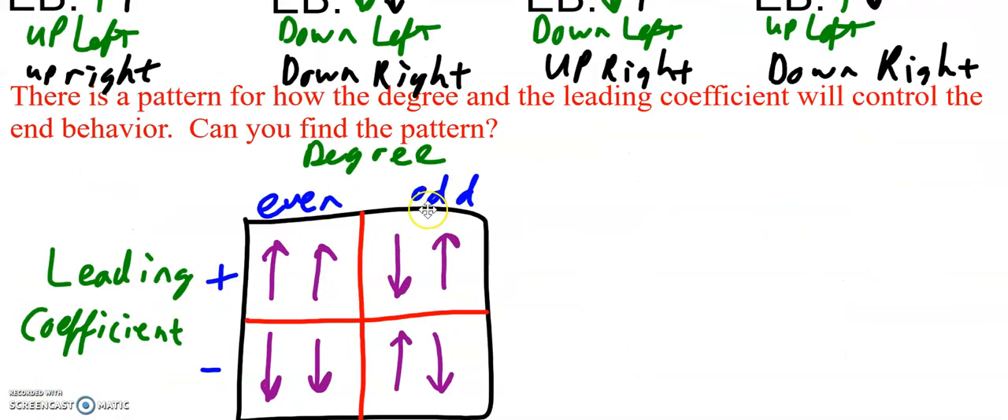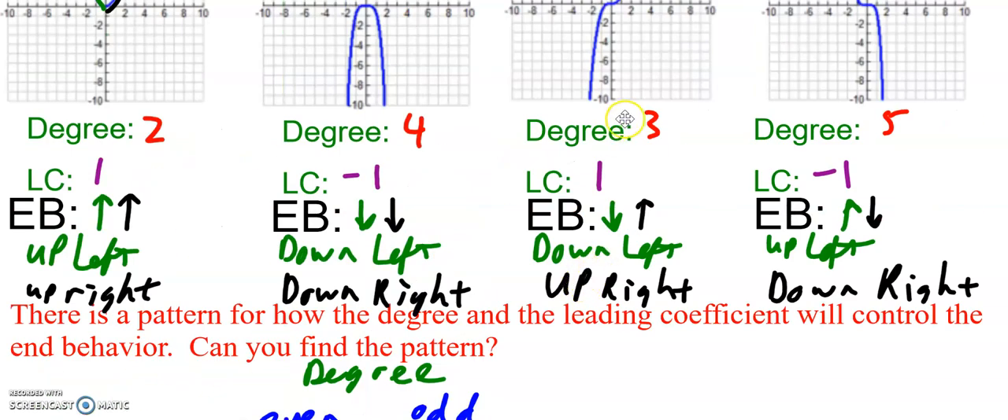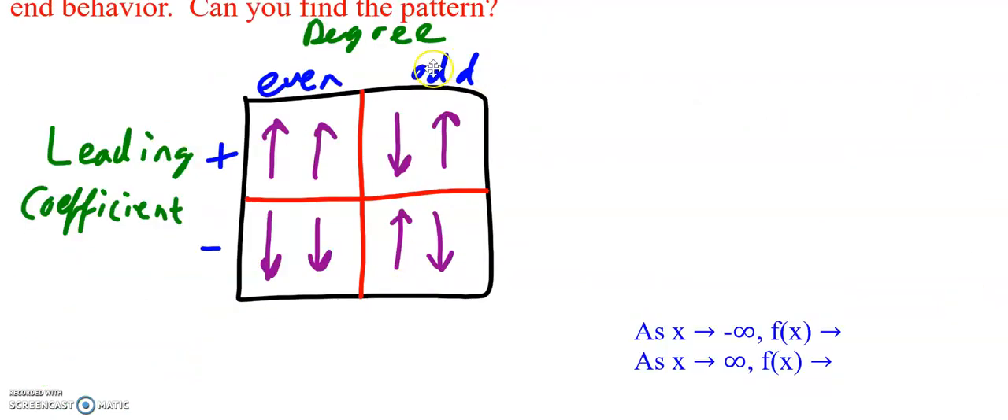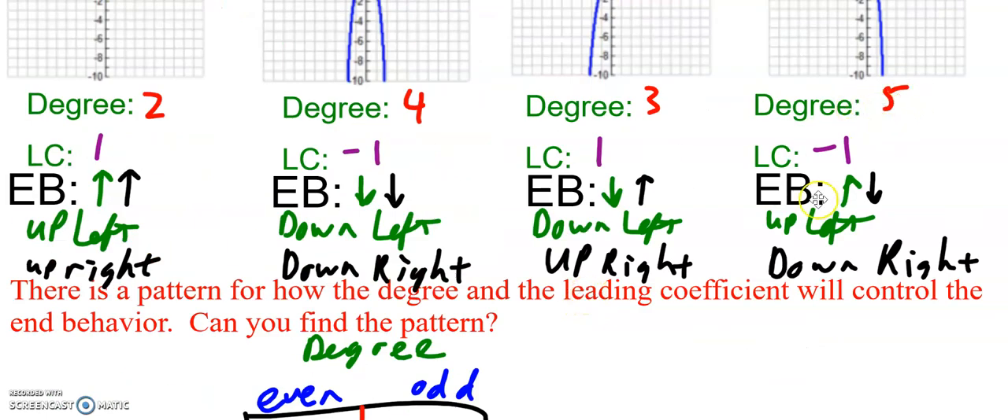If the degree is odd, and the leading coefficient is positive, then the end behavior is going to be down left, up right. We see that here. Odd degree, positive leading coefficient. And if the degree is odd and the leading coefficient is negative, then it is going to be up to the left and down to the right. And we see that here.